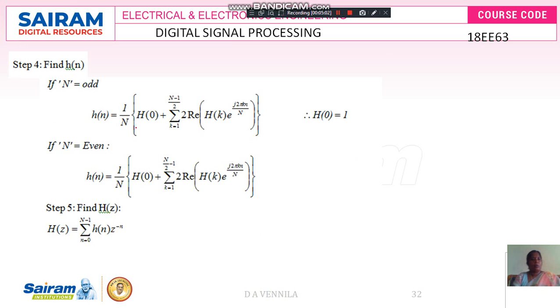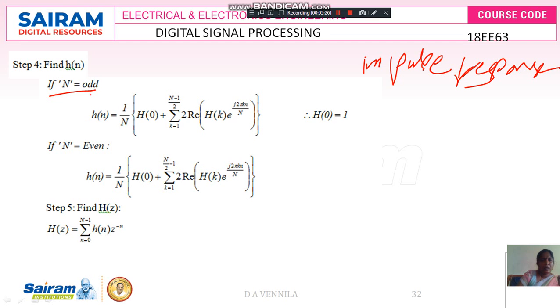Okay, now coming to the fourth step: if n is odd, we have two conditions. To find the impulse response h of n, this is very important, n may sometimes be given as 7, sometimes 9, and sometimes 8. If they give an even number, you have to use one formula.